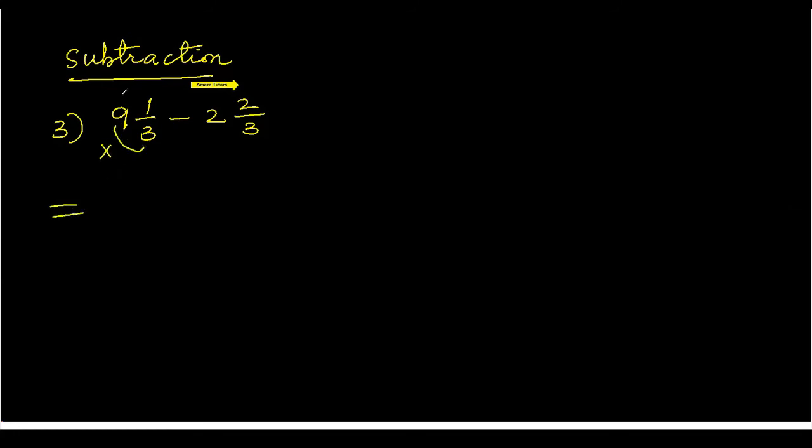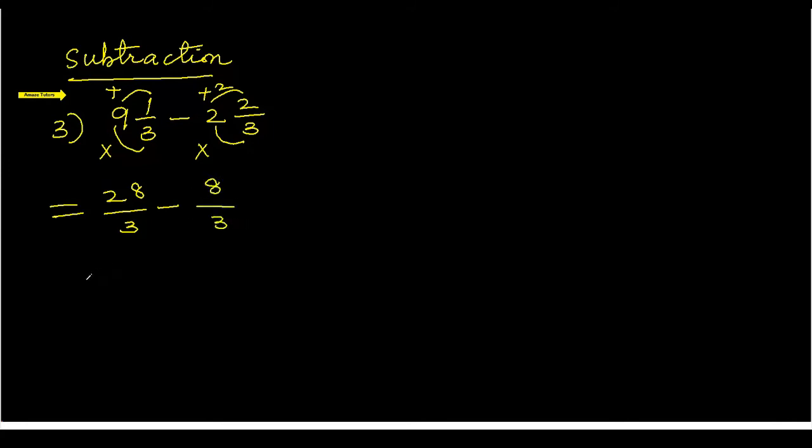Multiply these two and add the result to the top. Multiply 9 and 3 to get 27. 27 plus 1 is 28. 28 over 3. Now, multiply 3 and 2 to get 6. Add with 2. 2 3s are 6, 6 plus 2 is 8.